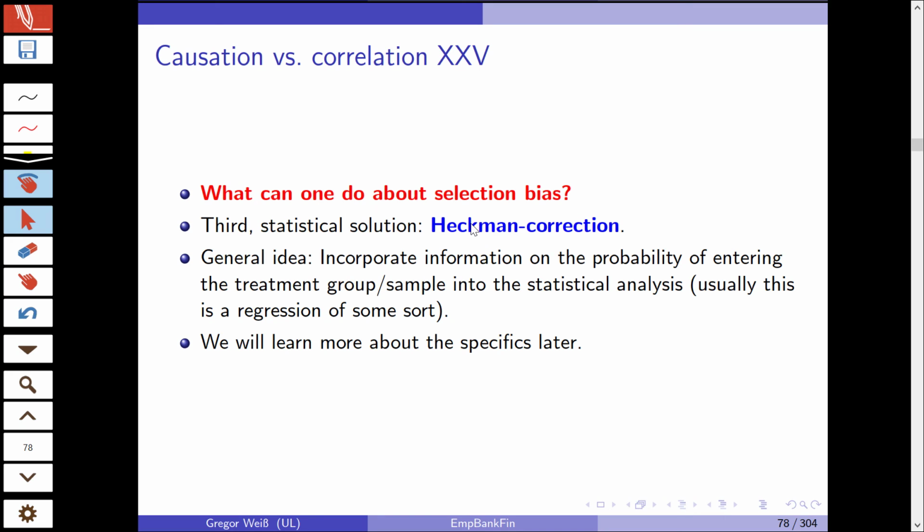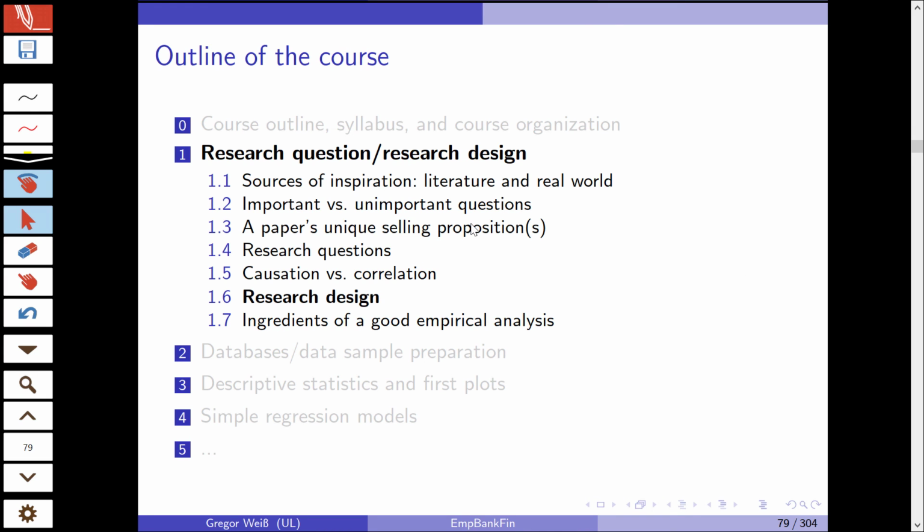We'll learn more about this later on, but this is my idea of explaining to you the pitfalls of simply taking correlation and simply looking at correlation. You need to think about these confounding effects, reverse causality, endogeneity, and especially selection bias, and you need to control for this and correct for this in order to plausibly establish correlation.